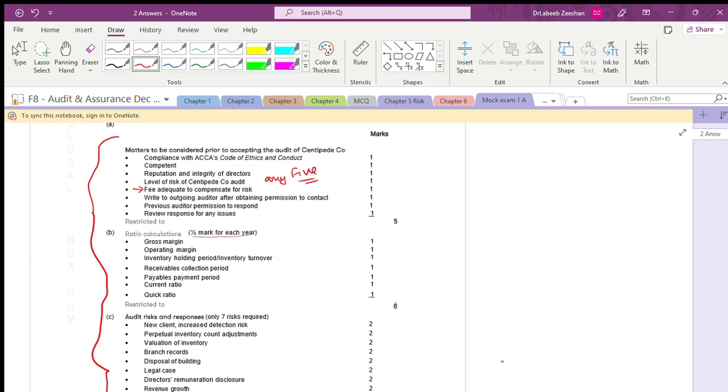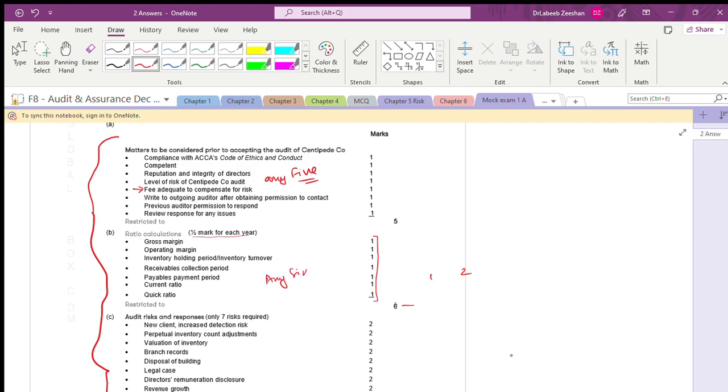They ask you to calculate for 2 years now. They ask you for 6 ratios. Is it right? 6 means for 2 years, 1 year and the second year. How many marks are they giving? Just imagine half a mark. 1 ratio, 1 mark. Is it right? Very important. Any 6. Is it right?